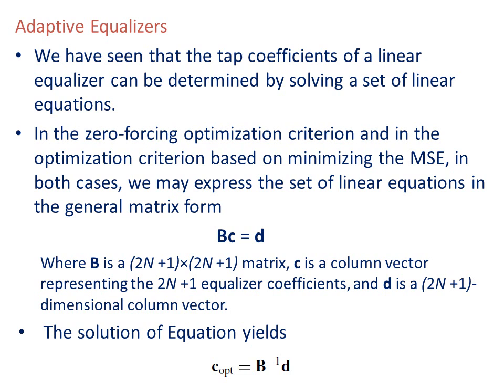Now the solution of this particular equation yields C optimum. This is what is required. C optimum is equal to B inverse D. Already we have discussed about it.